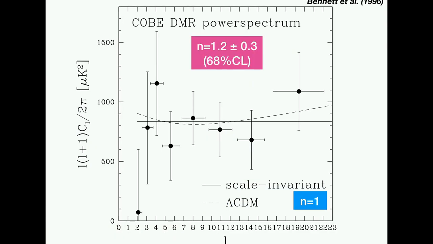So n is 1 plus or minus 0.3. That was what COBE saw. It's consistent with scale invariance. Therefore, people are very excited.